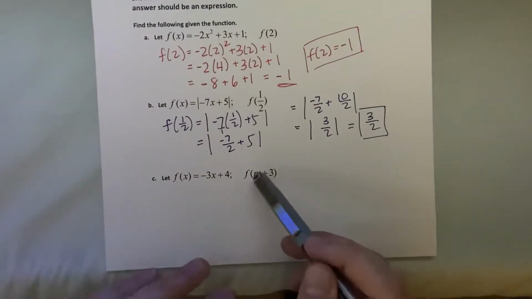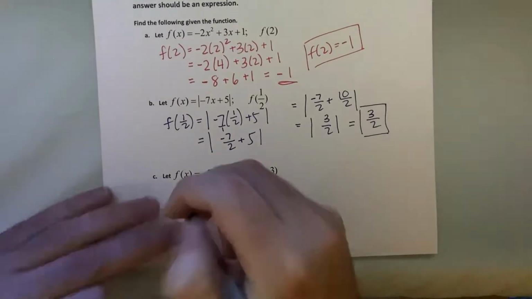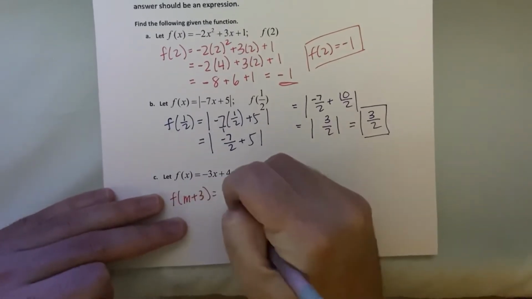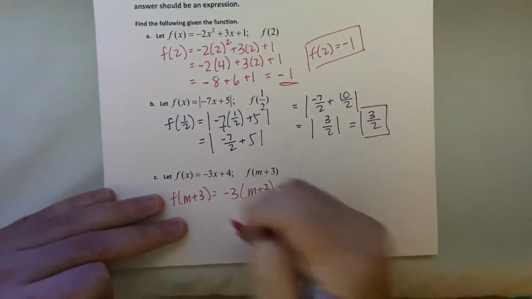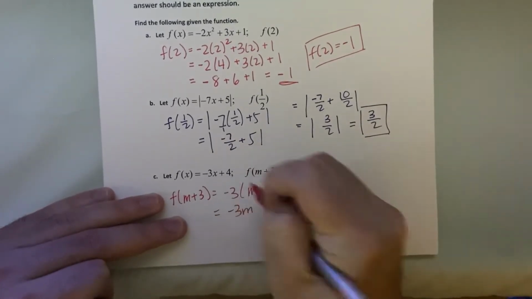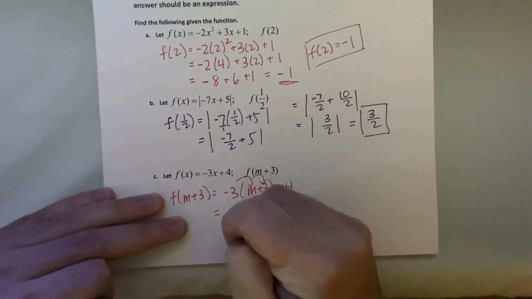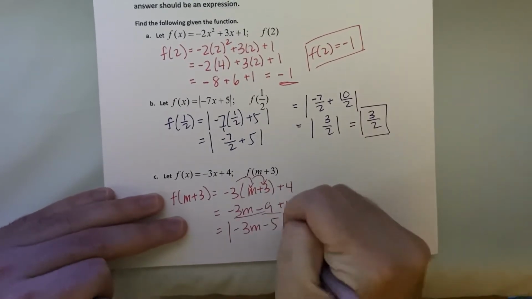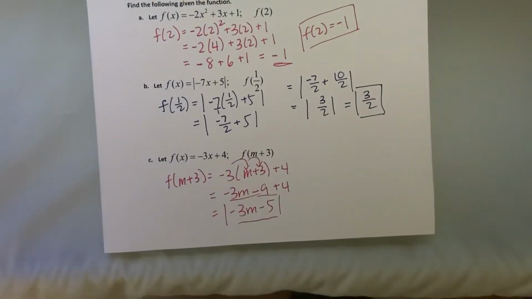If you evaluate a function at an expression, your answer, instead of being a value, will be an expression. So what does that mean? I'm replacing x with m plus 3, same idea. It's negative 3 times m plus 3 plus 4. So it's negative 3m when I distribute, minus 9 plus 4, or negative 3m minus 5. You don't need to set it equal to 0 or anything like that. An expression is your answer in this case.